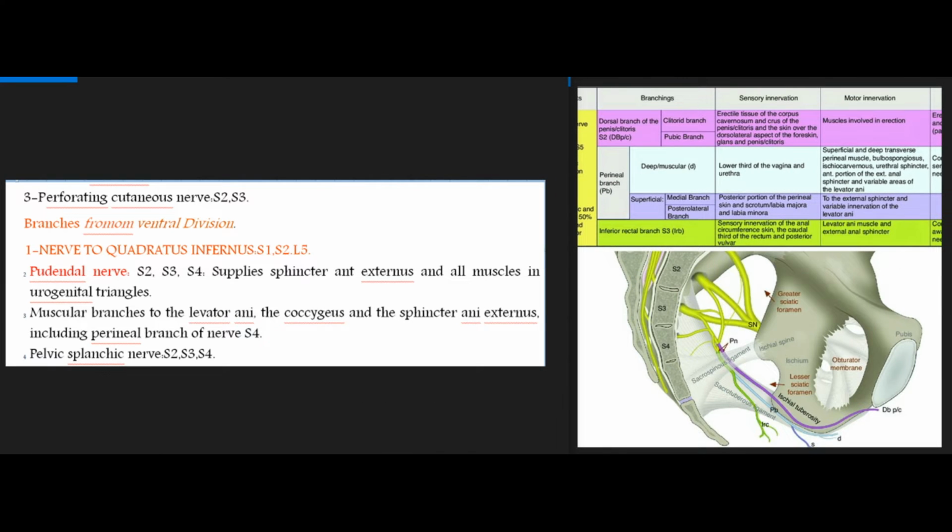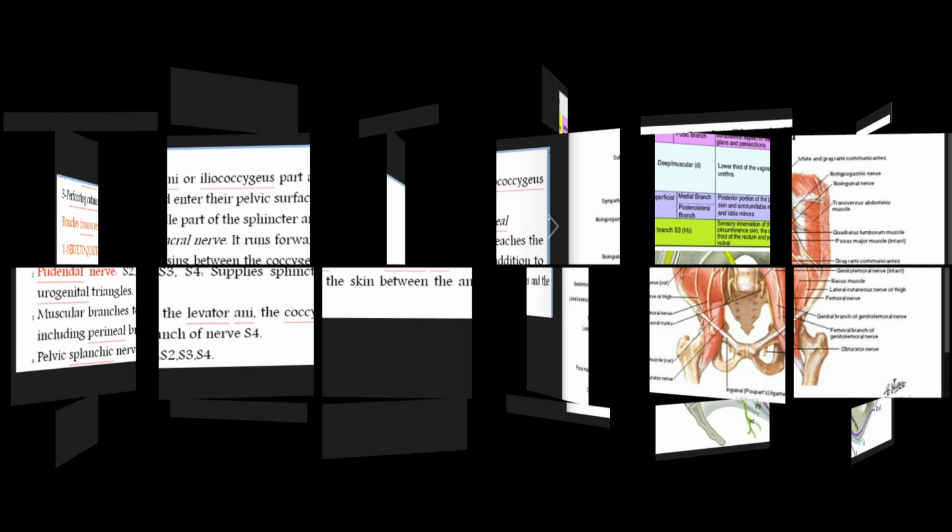Branches from ventral divisions: 1. Nerve to quadratus femoris, L5, S1, S2. 2. Pudendal nerve, S2, S3, S4, supplies the sphincter ani externus and all muscles in the urogenital triangles. 3. Muscular branches to the levator ani, the coccygeus and the sphincter ani externus, including the perineal branch of nerve S4. 4. Pelvic splanchnic nerve, S2, S3, S4.